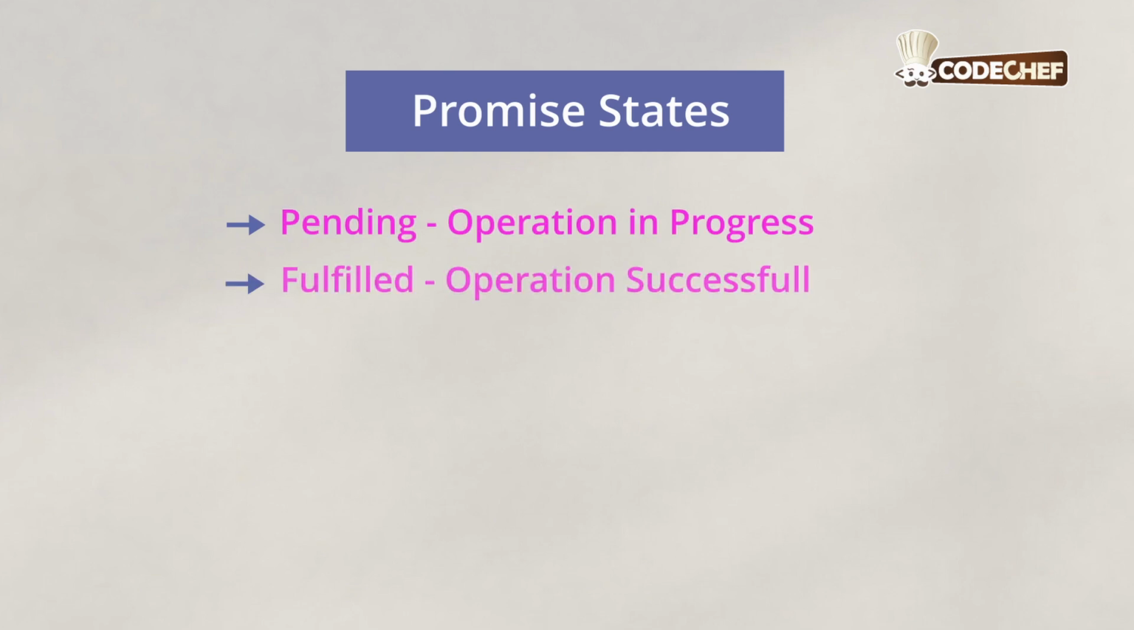So let us see the states in promises. Every promise is always in one of these 3 states. Pending means it's still running. Fulfilled means it succeeded. Rejected means it failed. JavaScript manages these states automatically.